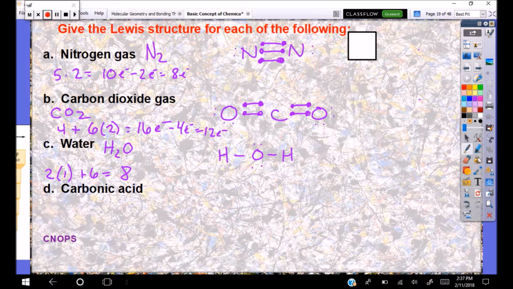Boom. Water's easy. You could also draw water like this. This would also be a valid structure. That one's actually more geometrically sound if we're looking at the shape, which we'll talk about in a later video. But if you draw this, this is acceptable as well.